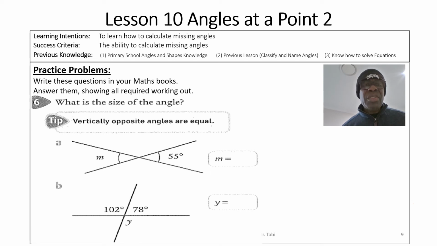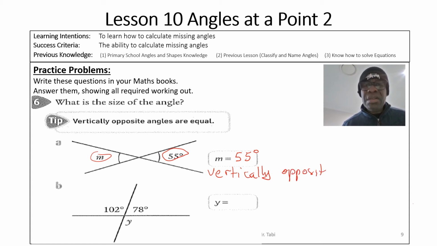The question is, what is the size of the angle? And the tip, vertically opposite angles are equal. So if that's 55 degrees and that's M, then M must be 55 degrees. And the reason, vertically opposite. That's the reason.